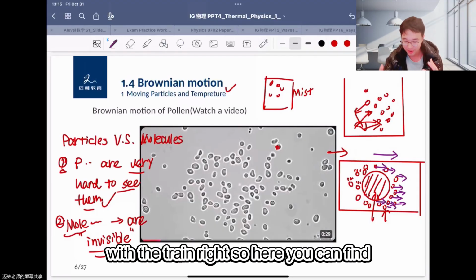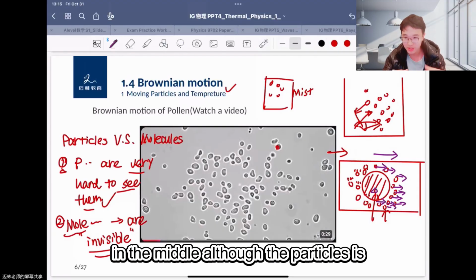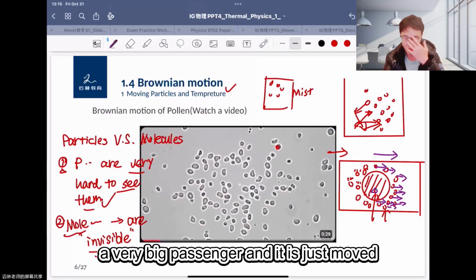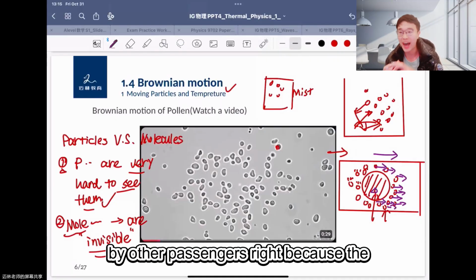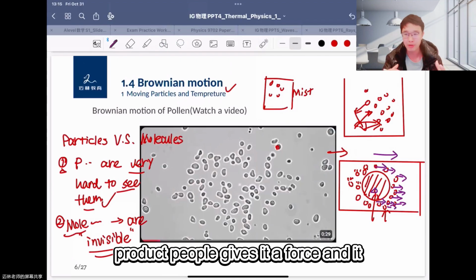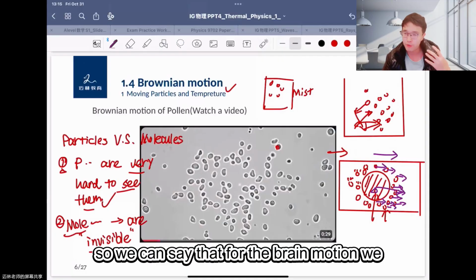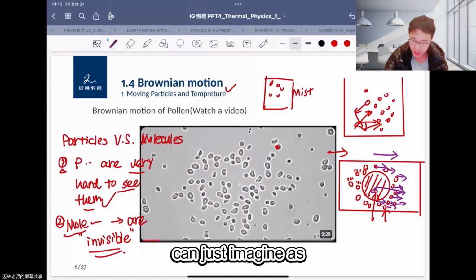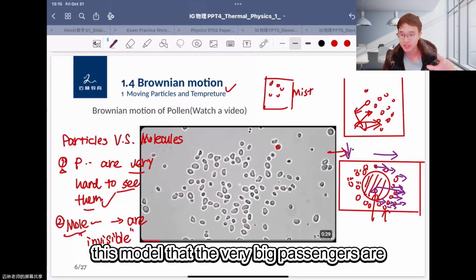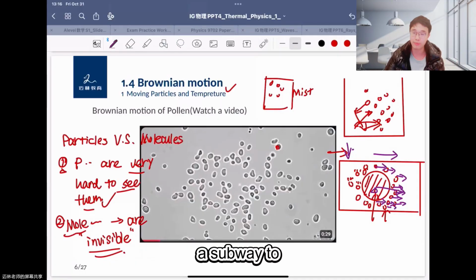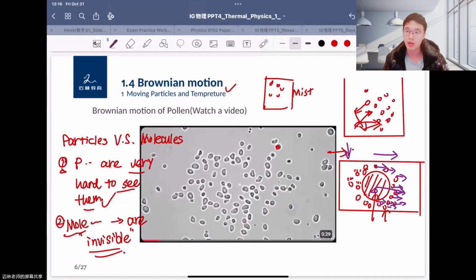So here you can find in the middle, although the particle is very big, it's like a very big passenger, and it is just moved by other passengers, right? Because probably people give you a force, and you start falling down to the ground, right? This way. So for the Brownian motion, we can imagine this model: the very big passengers are moved by other small passengers, like in a subway, and start to have a motion.